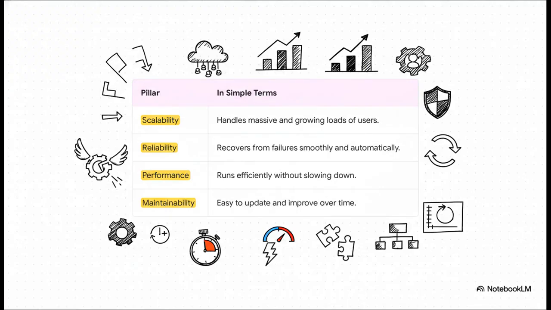So first up, you've got scalability. Can the app handle a sudden flood of new users, say, during the Super Bowl, without even breaking a sweat? Second, reliability. What happens if one piece of the system breaks? Does the whole thing just crash and burn, or can it recover smoothly automatically? Third, performance. Is it fast? Is it responsive? Or does it just lag and make you want to throw your phone? And finally, maintainability. How easy is it for the developers to go in, fix bugs, add cool new features, and just improve the system over time?